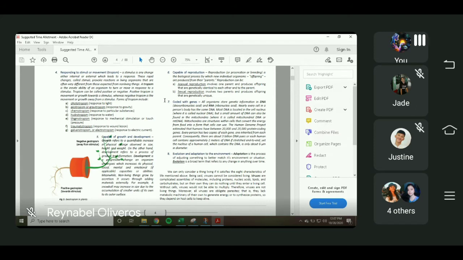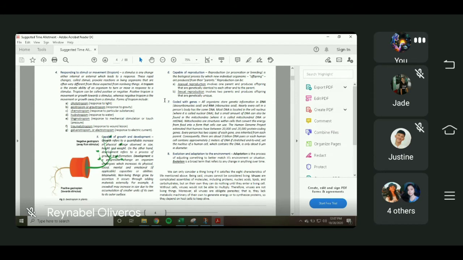Okay? So, yung tropism na tinatawag, it is an innate ability of an organism to turn or move in response to stimulus. Guys, meron tayong 1, 2, 3, 4, 5, 6, 7 types of tropism. Okay? Number 1 type of tropism is the phototropism. Okay? The phototropism is the ability of an organism to respond to the light.